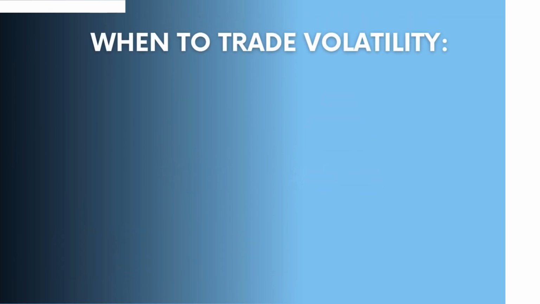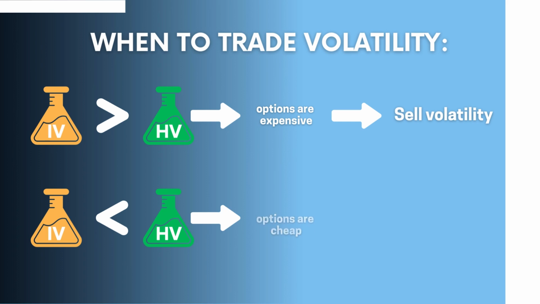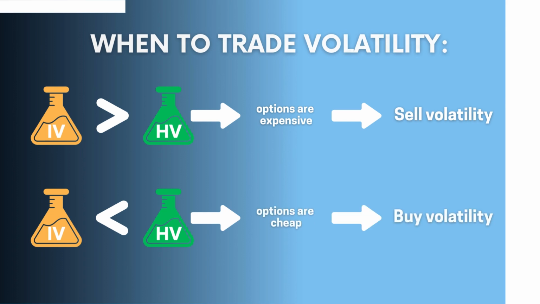When to trade volatility. IV is greater than HV means options are expensive, so you sell volatility. IV is less than HV means options are cheap, so you buy volatility.